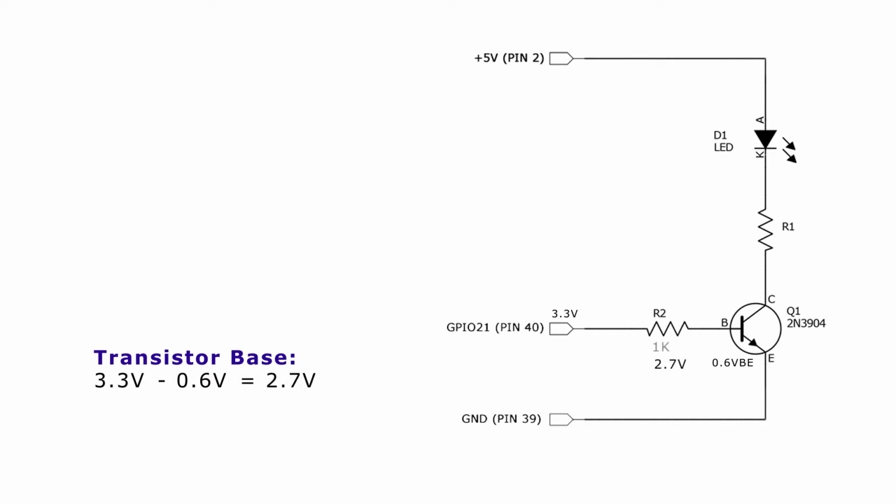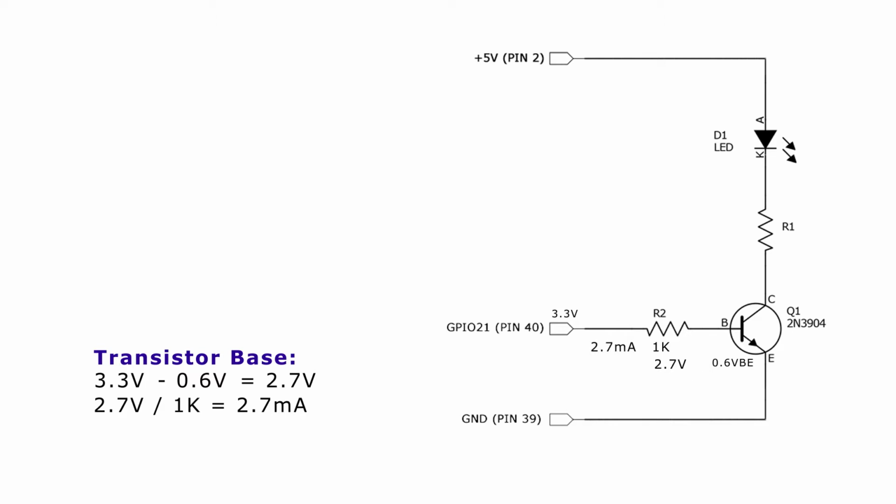So now I've selected a 1K, just for simplicity of this example, for R2. If we want to figure out what current that gives us from the base, driven by the GPIO pin, we take the 2.7 volt drop across R2, and divide it by the value of R2, which is 1K, and that equals 2.7 milliamps.